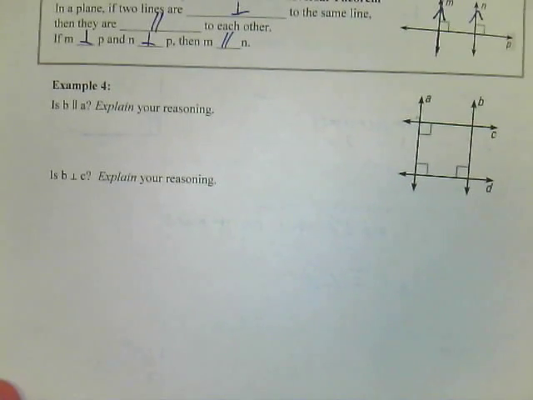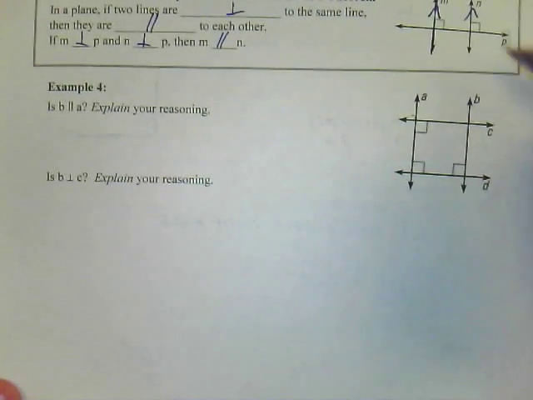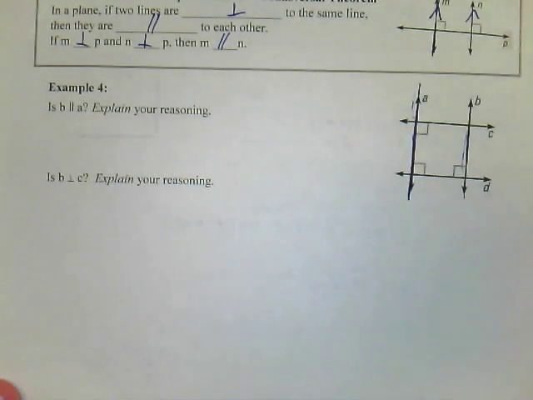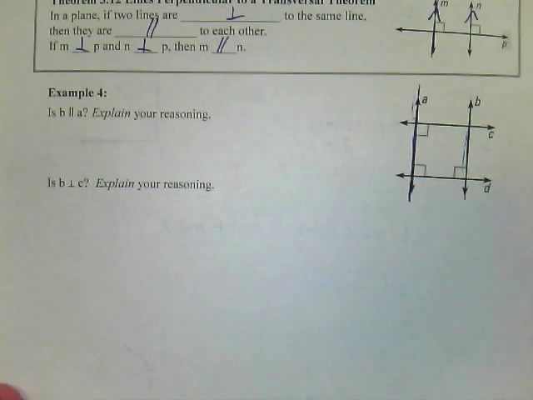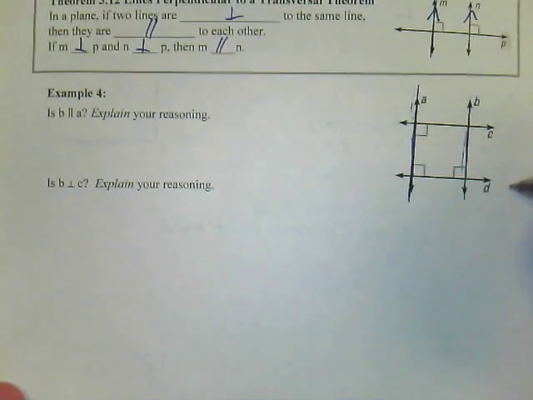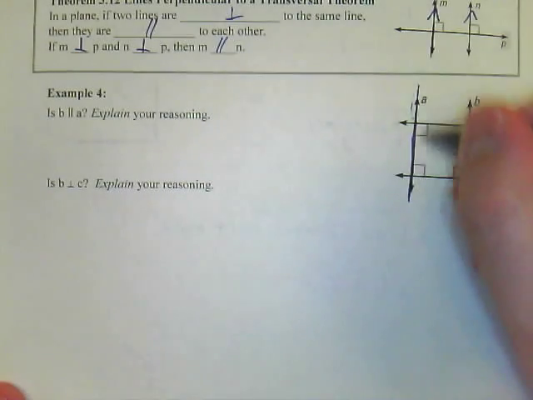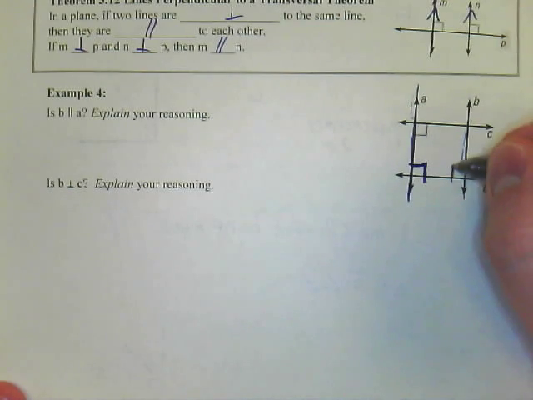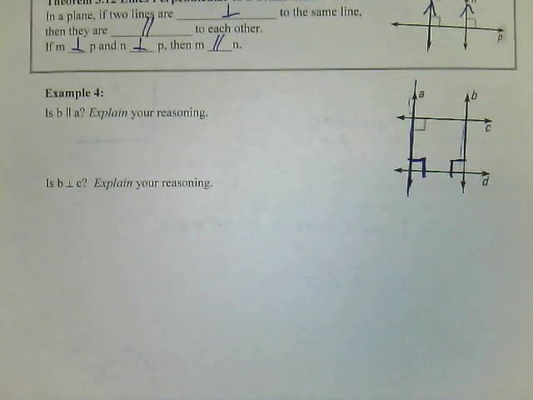Example 4. Is B parallel to A? So that's this line right here, parallel to line A right here. Are they parallel? Well, A is perpendicular because of this right angle here, and B is perpendicular because of this right angle here. So they're both perpendicular to line D, which means then, yeah, they have to be parallel to each other.